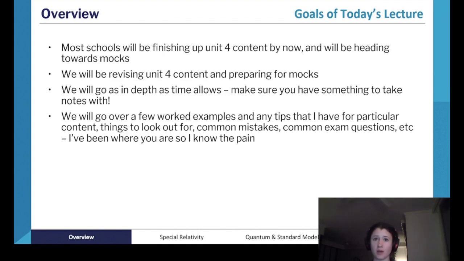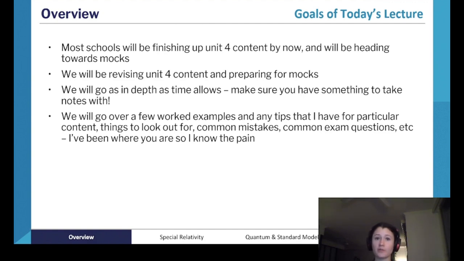These are the goals of today's lecture. Most schools will be finishing up Unit 4 content by now and heading towards mocks and going through revision for your externals, but you should have mostly finished the actual content. So what we're going to be doing today is revising Unit 4 content and preparing for your mocks. We're going to go as in-depth as time allows, so make sure you have something to take notes with.